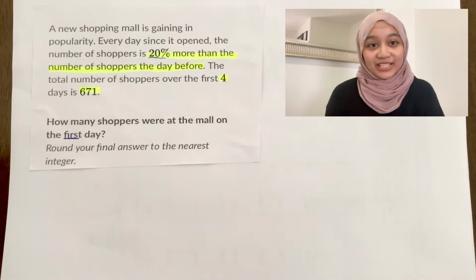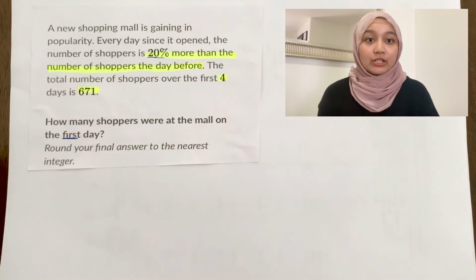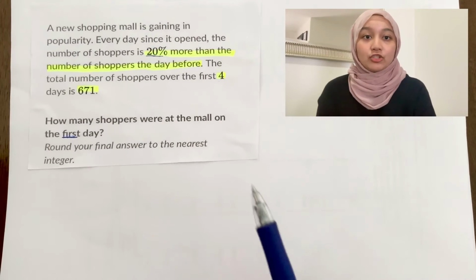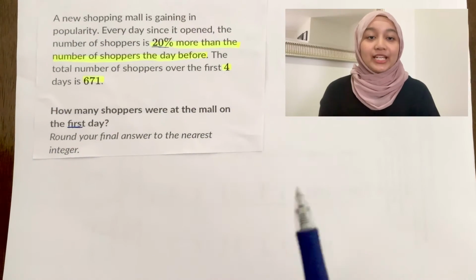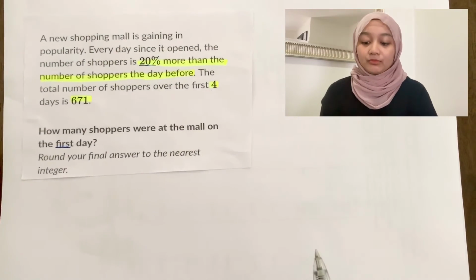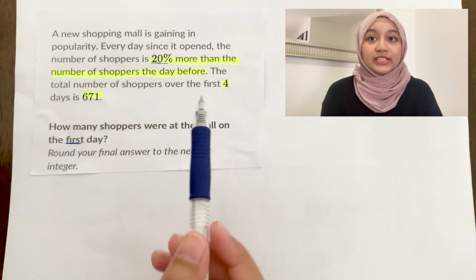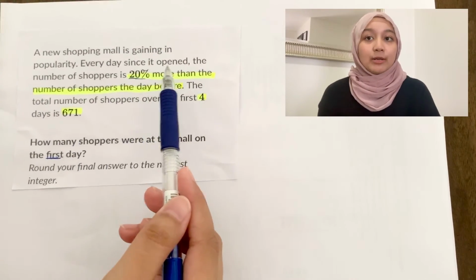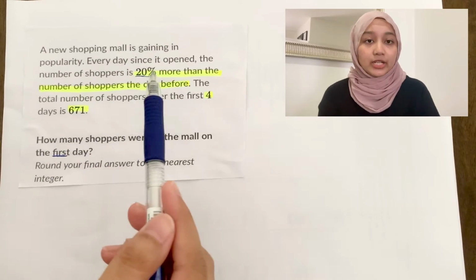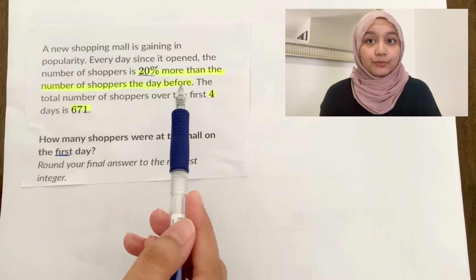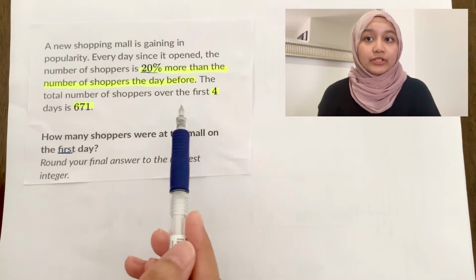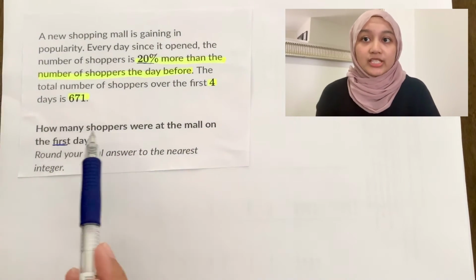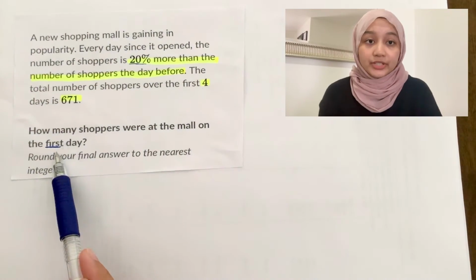Hi, it's me again. Okay, so now we are going to move on to the next application question, regarding the geometric sequence. So let us read the question. A new shopping mall is gaining in popularity every day since it opened. The number of shoppers is 20% more than the number of shoppers the day before. The total number of shoppers over the first 4 days is 671. The question is, how many shoppers were at the mall on the first day?